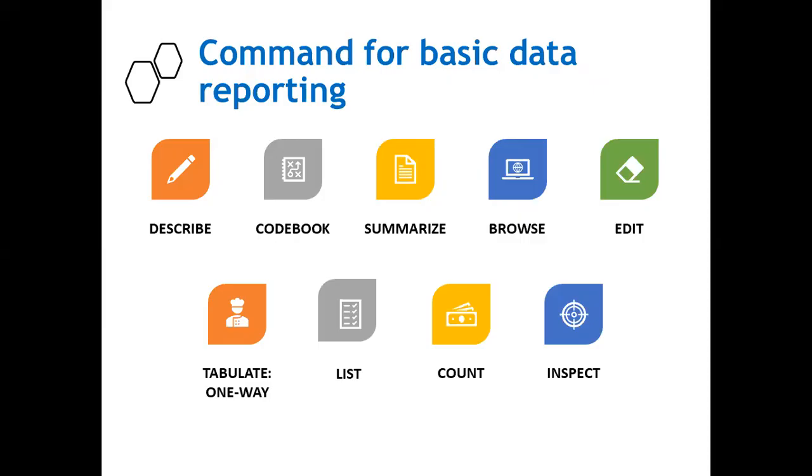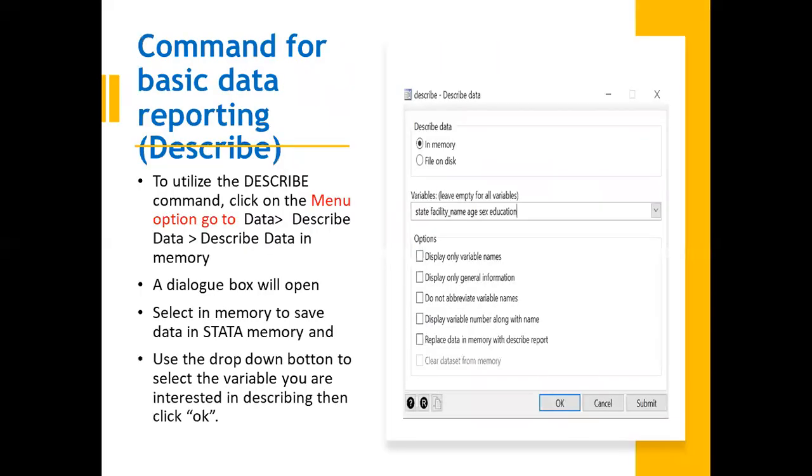Now, commands for basic data reporting. The number one thing we need to do is to describe your data set. You need to check your codebook. You summarize, browse, edit, tabulate, list, count, and inspect. These are the basic data reporting processes. You describe, check your codebook, summarize, browse, edit, tabulate, list, count, and inspect. This just gave the ways by which this can be done.